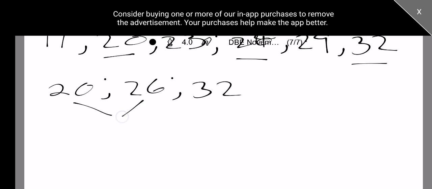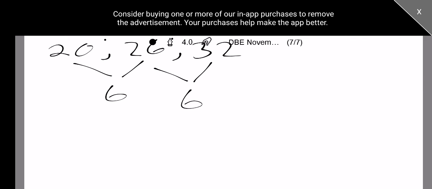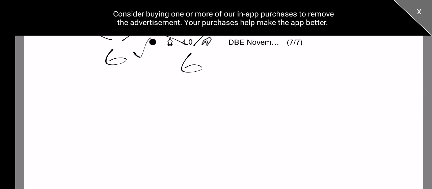Now you can tell from there what the difference is. It's no longer 3. The difference is 26 minus 20 is 6. 32 minus 26 is 6. Now there is our difference. We've got our difference. We've got our first term, which is a. Now the question said, calculate the sum of the first 30 even terms.